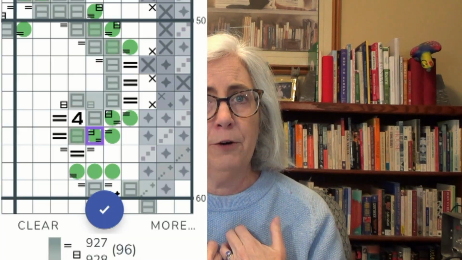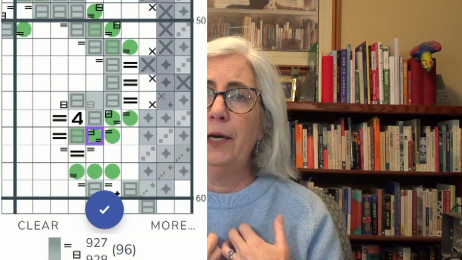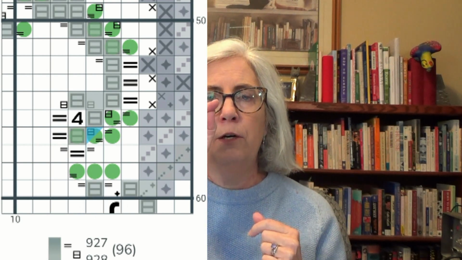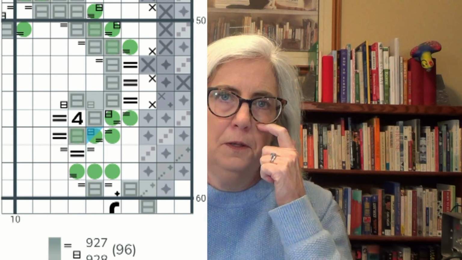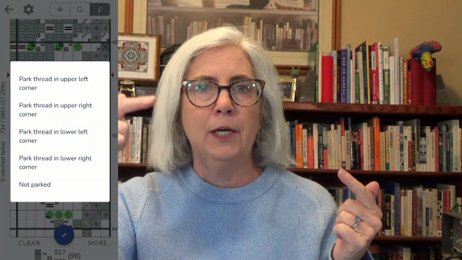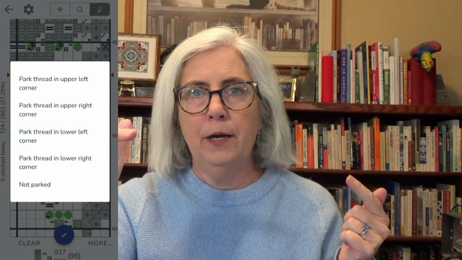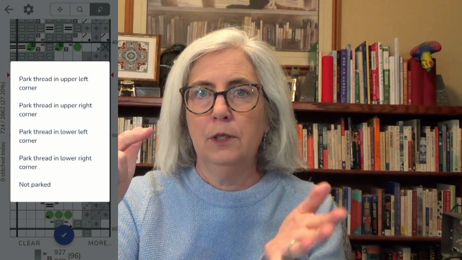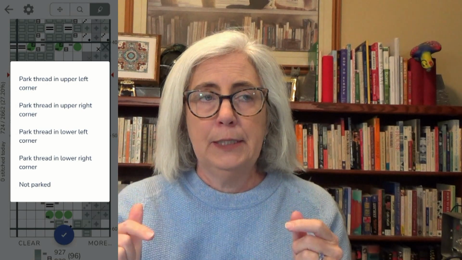I have tried to use parking. Now I don't park threads, but Pattern Keeper does handle parking. And I thought about using that because you can mark a certain corner of the square as where you put your parked thread. Now in this case I was going to use it and say, okay, I've already done the upper right hand corner of my stitch, my half stitch, and it's going to leave the lower right hand corner unchecked.